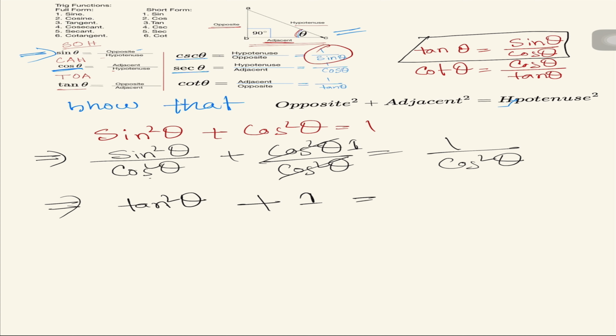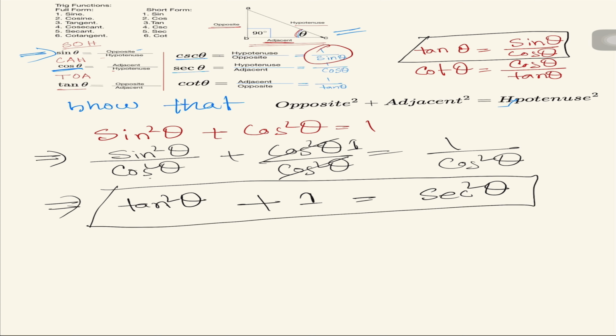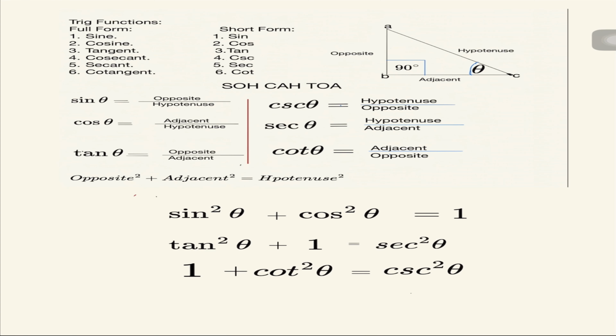What is 1 over cosine theta? 1 over cosine theta is sec theta. You see that? So you can just write down sec squared theta. So here you go, your formula: tan squared theta plus 1 equals secant squared theta. You see? So it is very important that we understand all of them. So far, what did we learn? We learned six trig functions: sine, cosine, tangent, cosecant, secant, and cotangent, right?